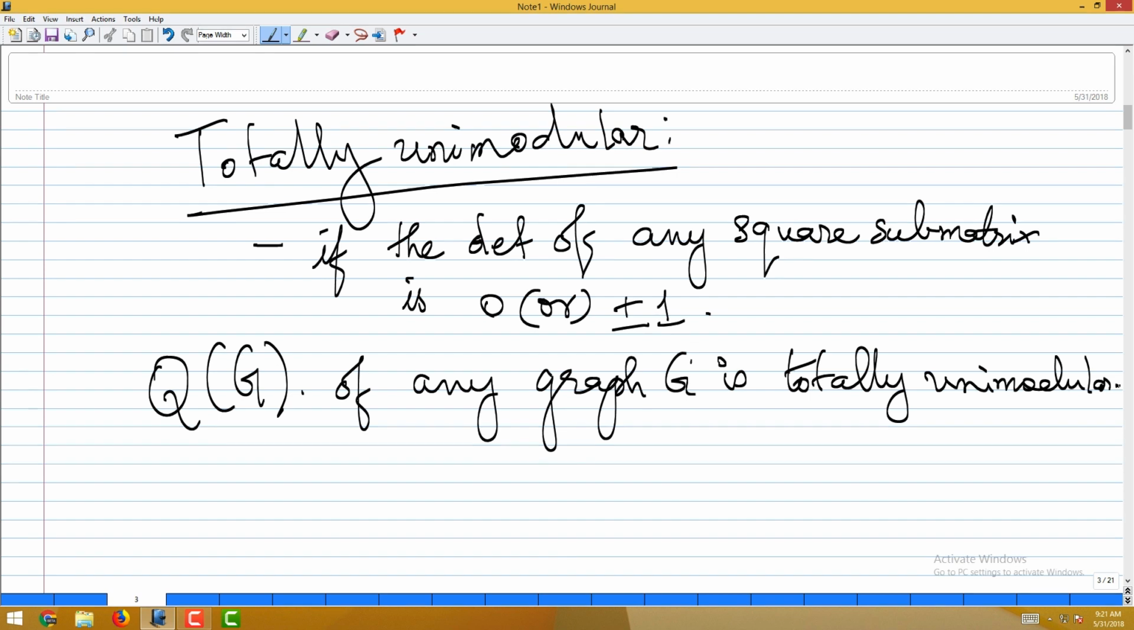Yes? I mean, the definition is right above. It's a statement which says for any square submatrix. That means we have to show that every square submatrix is going to have the determinant 0, 1 or minus 1, and I am giving you Q of G, the incidence matrix. Q of G is the incidence matrix we are talking about. So, how do we show this?